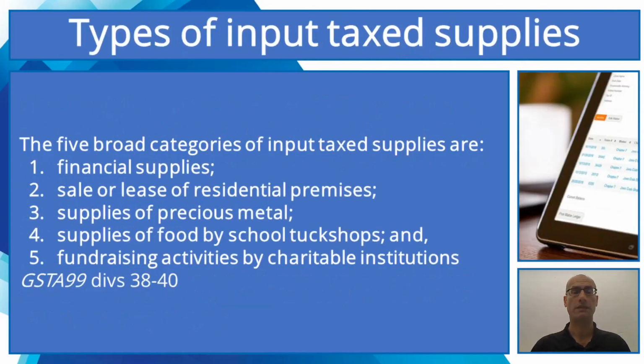The GST regime has 5 categories of these input taxed supplies. These are supplies that you can't get input tax credits in relation to. First is financial supplies. The second is the sale or the lease of residential premises. The third is the supply of precious metals. And the fourth is a little bit of an unusual one. It's a very, very narrow set of circumstances to do with school tuck shops and canteens. And the fifth are fundraising activities undertaken by charities.